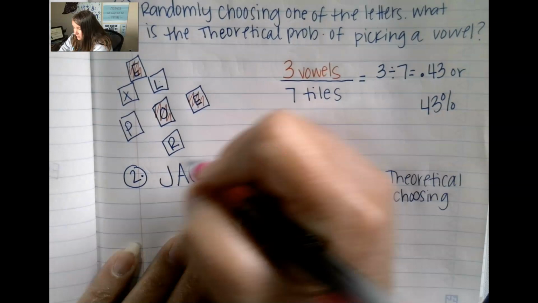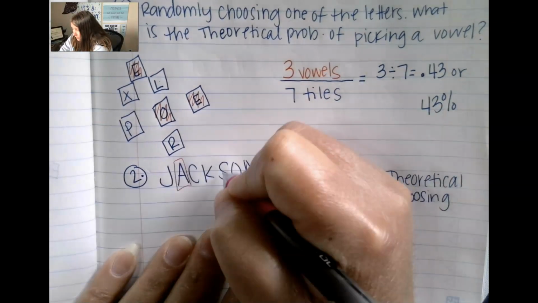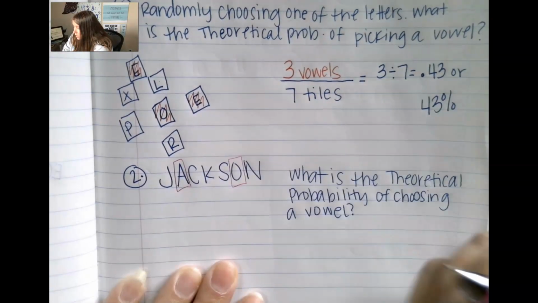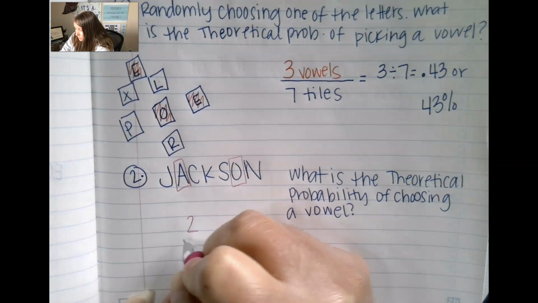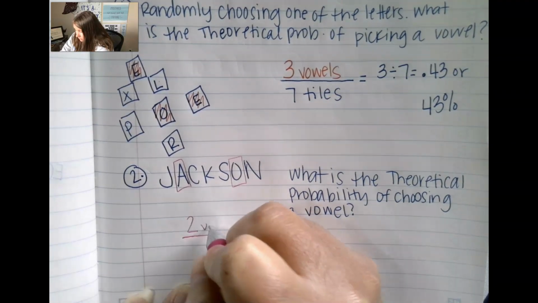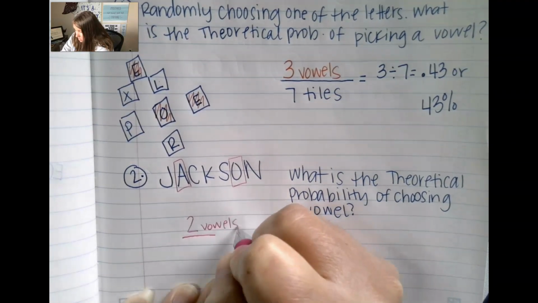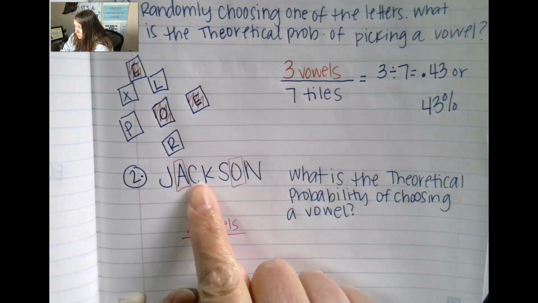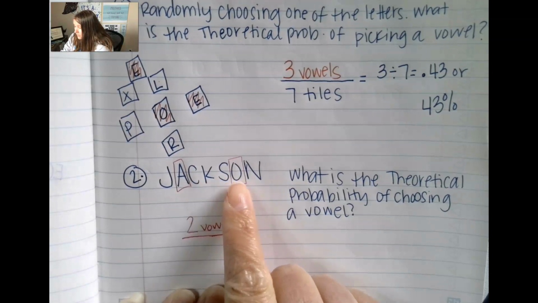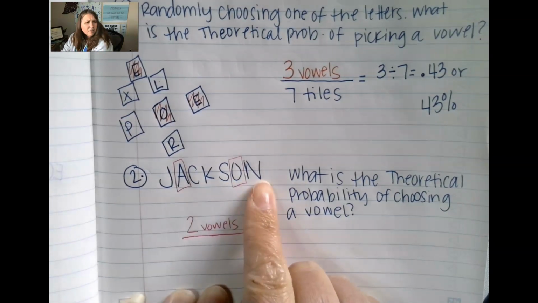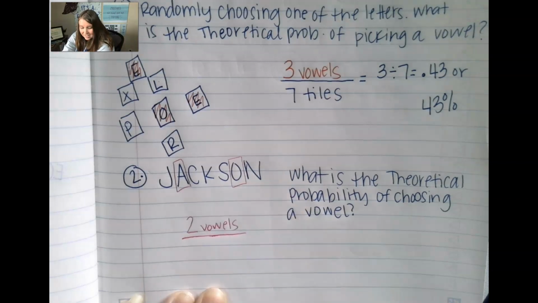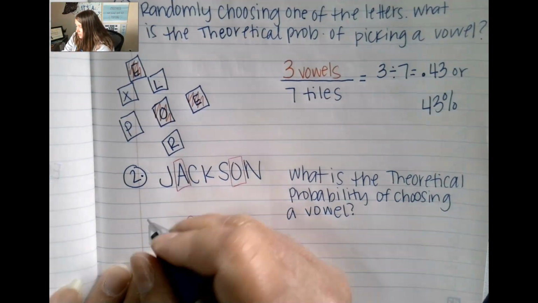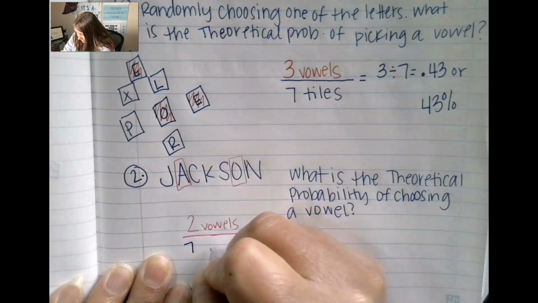So this is a vowel, the A and the O. So we have 2 vowels out of 1, 2, 3, 4, 5, 6, 7. Why did they do 7 again? Okay, so 2 out of 7 total letters.